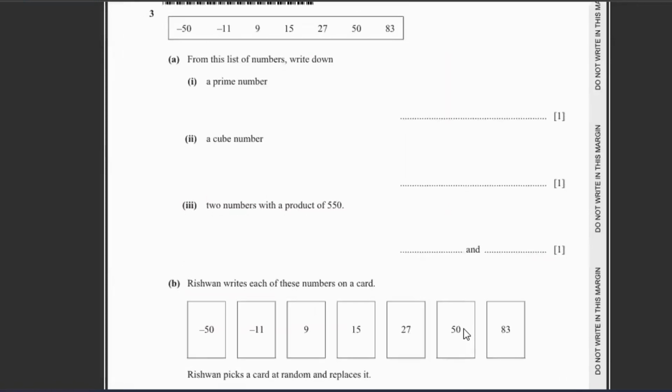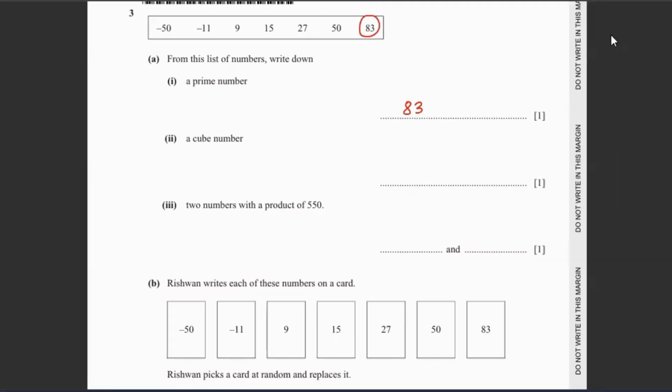Now in this, we have to find a prime number. The prime number should not be divisible by any number except 1 and itself. So here we have 83 as the prime number. Next we have a cube number. So we know that 27 is a cube of 3.